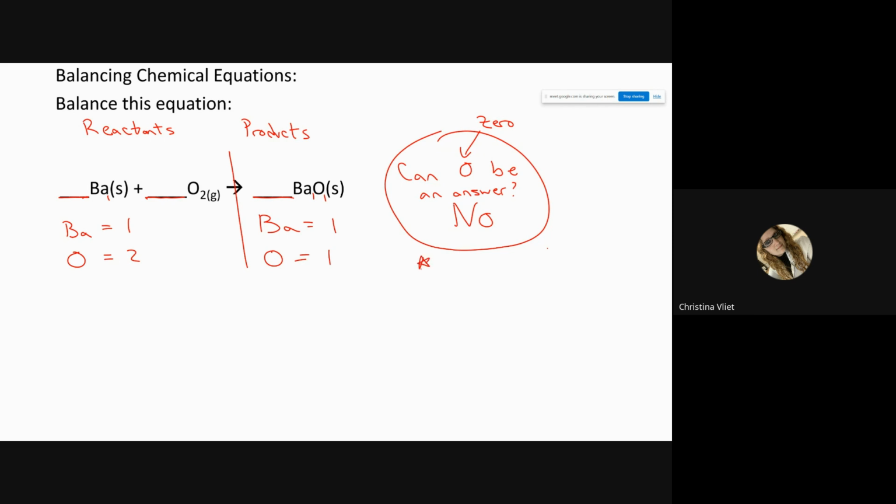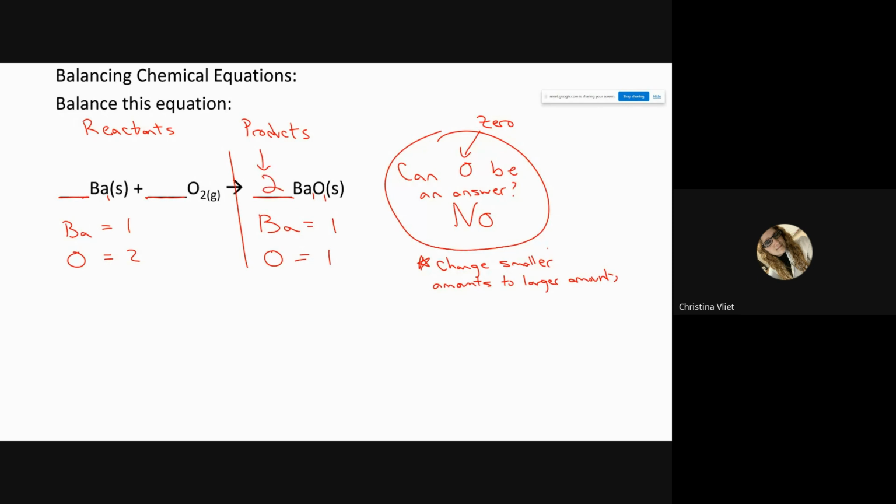So this is just a guideline. Change smaller numbers into larger amounts. How would I change this 1 into a 2? What do I need to multiply 1 by to get a 2? Is the math. 2. So you put 2 in front of here.